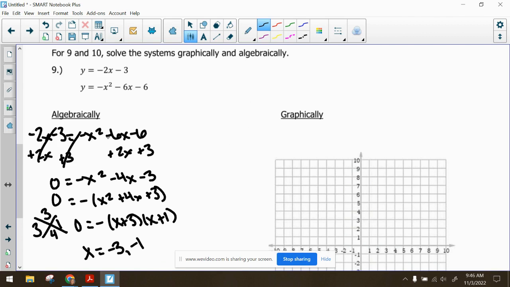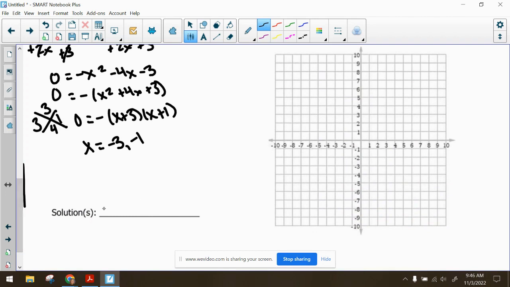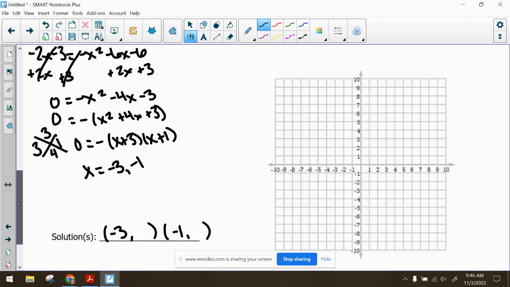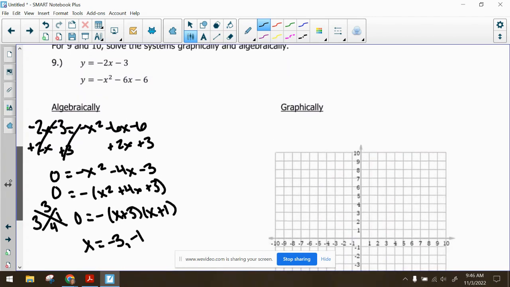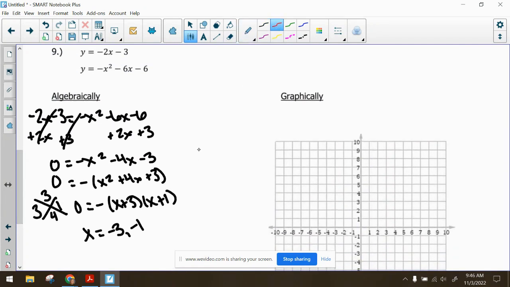Now I'm going to plug those back in to find our y values. I know that my solutions, my ordered pairs, will start with negative 3 comma something and negative 1 comma something. My job is to find those y values. So I can pick either one to plug it back into. I'm going to pick the top one because it's linear, so the negative 2x minus 3 one. So if I plug that in, y equals negative 2 times negative 3 minus 3, which will give me 3.